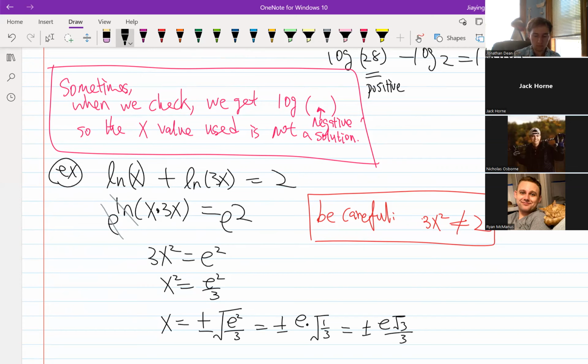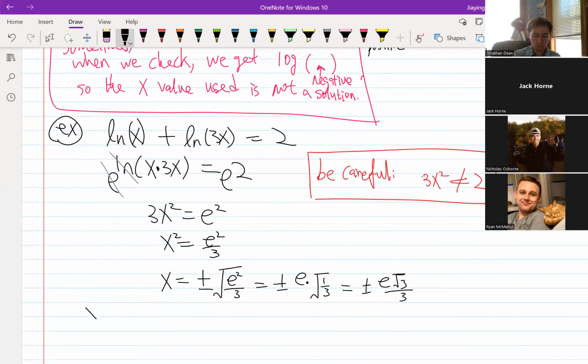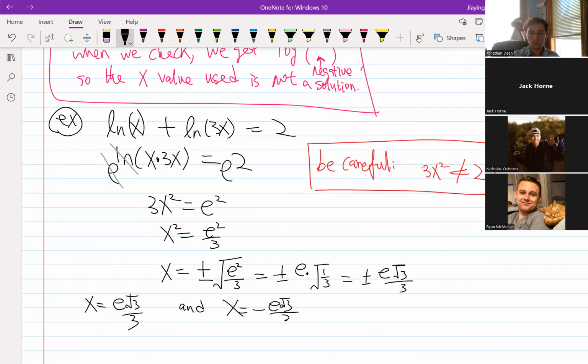So here I have two x values. One is positive, one is negative, right? So let me write down, we get x equals positive e root 3 over 3. Even though it's not nice, I don't care, it's positive. And we have x equals negative e root 3 over 3. It's a negative.